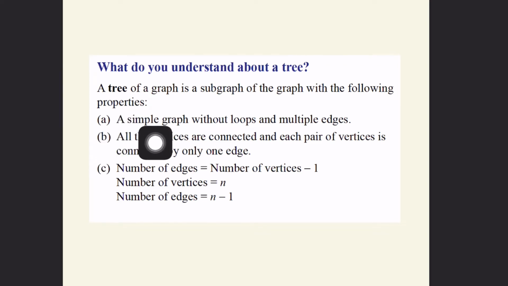A simple graph without loops and multiple edges. This is its main condition: without loops and multiple edges. These are definitely not allowed. Next, all the vertices are connected and each pair of vertices is connected by only one edge. It says here, only one edge. Next, C: the number of edges is equal to the number of vertices minus 1. The number of vertices is n, and the number of edges is n minus 1.